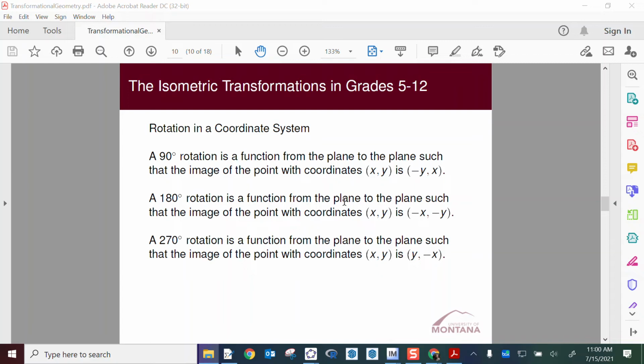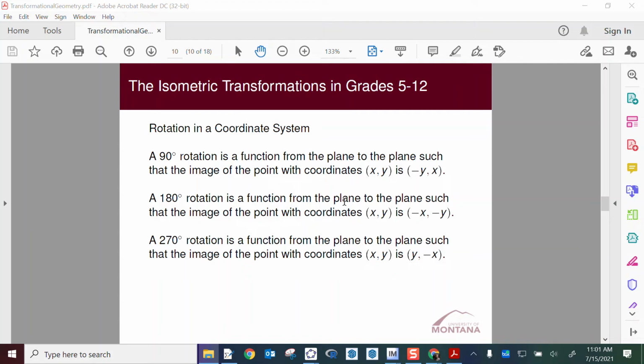So if you rotate by 180 degrees, the image of the point whose coordinates are x, y is negative x and negative y. The way I think about this is that if you have something in the first quadrant, let's say 2, 3, and you rotate it by 180 degrees, then it makes good sense that it ends up in the third quadrant. We know that coordinates in the third quadrant have both negative x and negative y coordinates. So that makes sense to me, and it makes sense that they would have the same x and the same y coordinate, just in the third quadrant, which would make them negative.